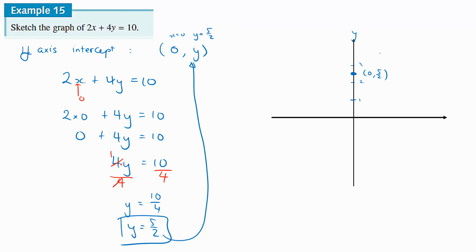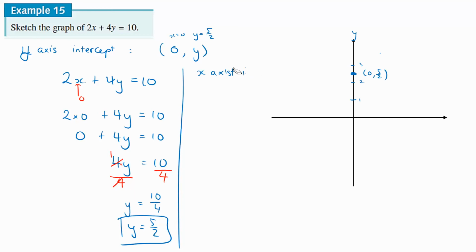So I got 1 point. Remember, you only need 2 points to sketch a straight line. So I already got 1 point. Now I just need one more, which is the x-axis intercept. Same thing, x-axis intercept just means I'm going to have a point on the x-axis. So if this is my x-axis, for any point on the x-axis, I know the y-coordinate is 0.